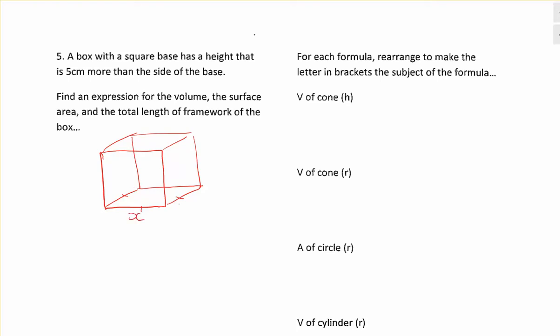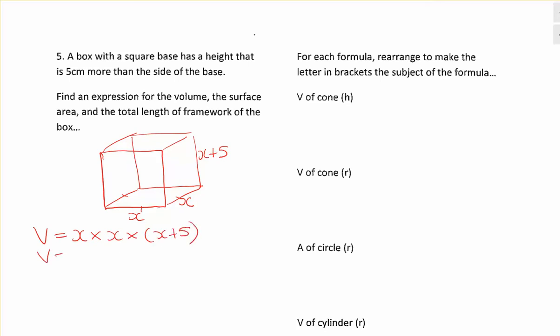So we'll let x be the sides of the base, which is square. So the height is 5 centimetres more than that. Find an expression for the volume, the surface area, and the total length of framework for the box. So if we start with the volume, length times width times height.